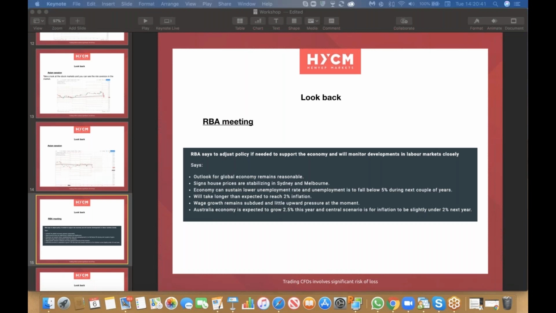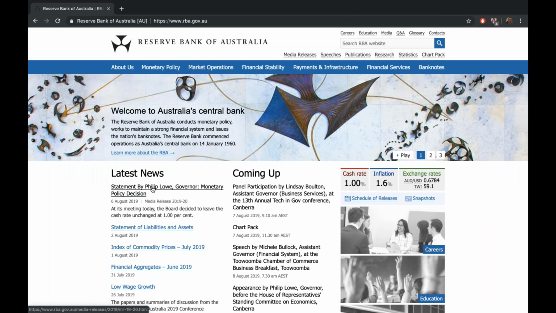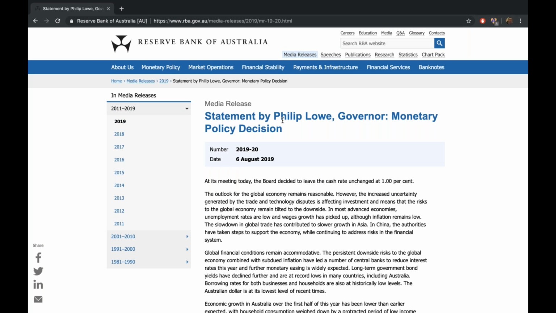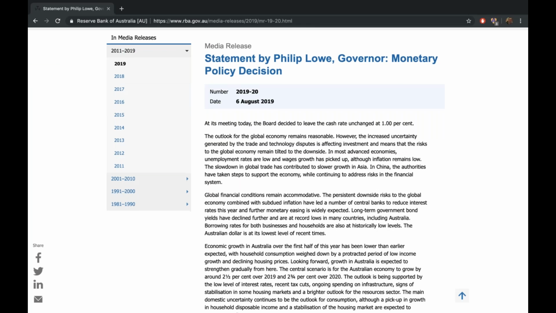Now, again, I will say to you, look, I will just get up the Reserve Bank of Australia website, because a good habit to get into is to go to the central bank's website and read the statements for yourselves. This is the statement that came out yesterday, and you get some really good clues.